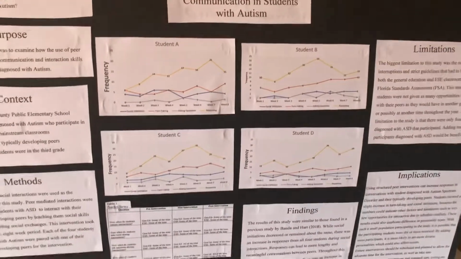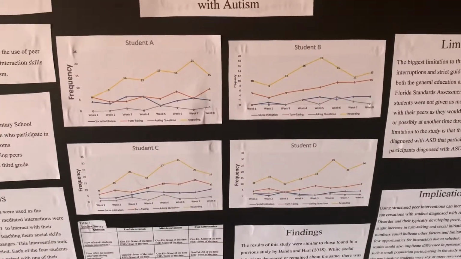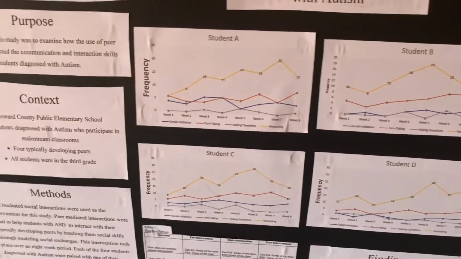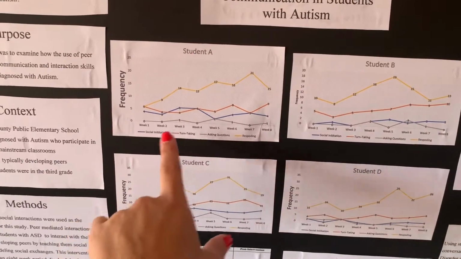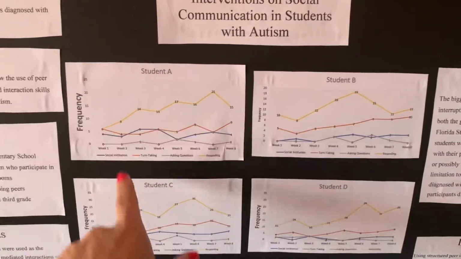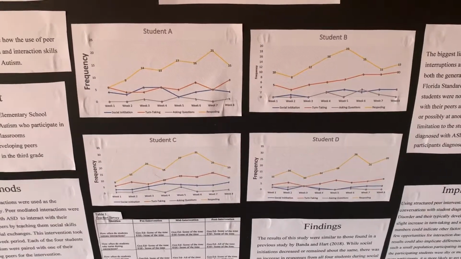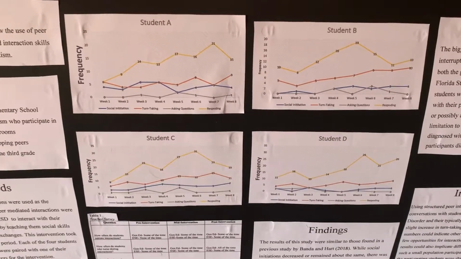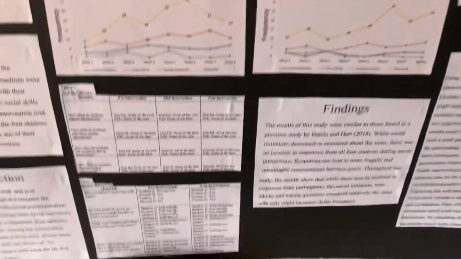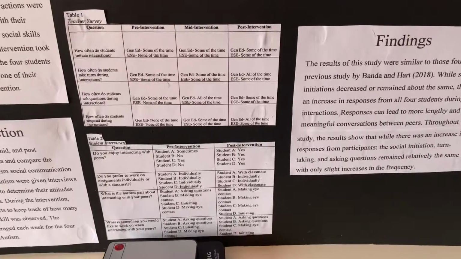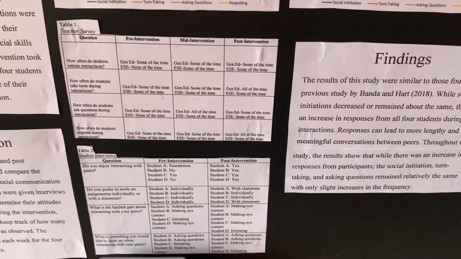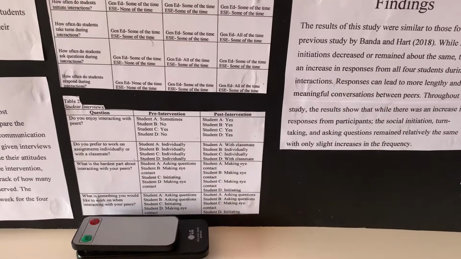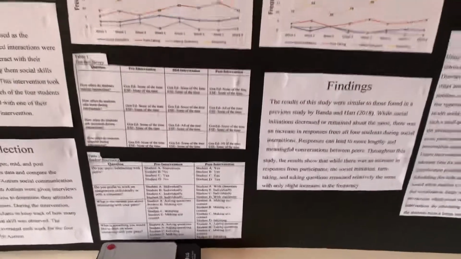Here is the data collection. As you can see, there are frequency charts for student A, student B, student C, and student D. On the frequency charts, it lists weeks 1 through 8 and averages of what the mainstream teacher and the inclusive classroom setting teacher collected. Also, as you can see, here are the teacher survey answers, pre, post, and mid-intervention, and the questionnaires for the students with their answers, showing how they changed pre and post-intervention.